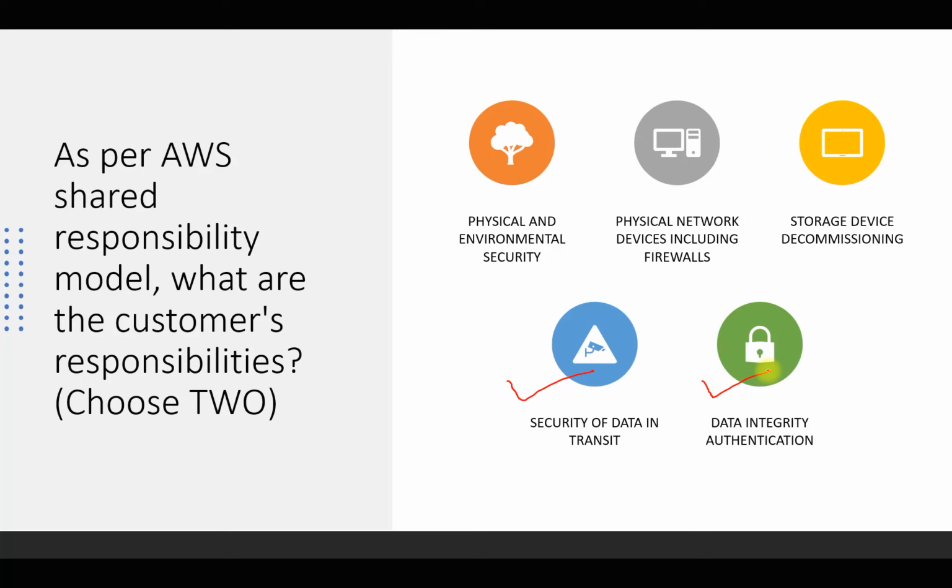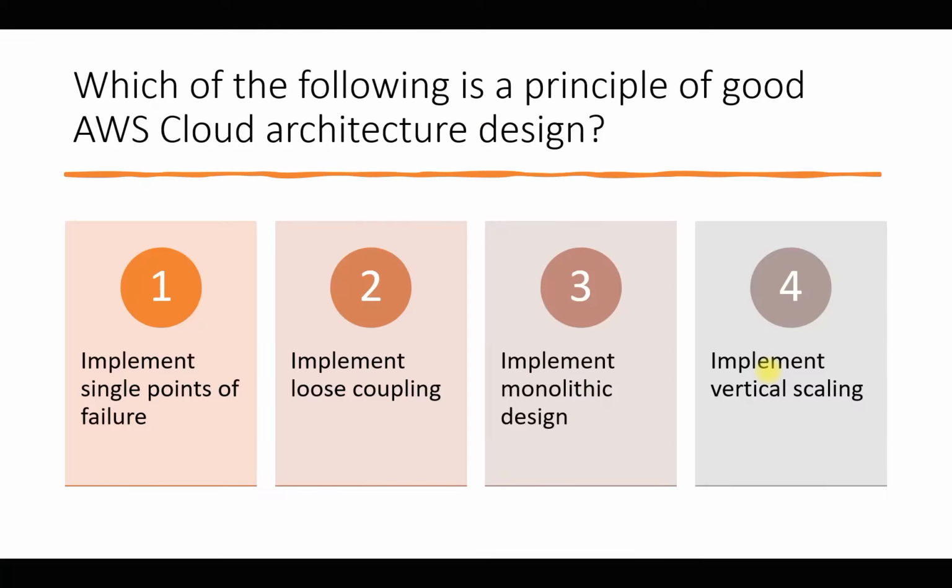Now we will talk about the next question. In this question, they are asking which of the following is a principle of good AWS cloud architecture design. This question can help you understand the Solutions Architect level exam as well, but it's a basic question, so we can consider it for our Cloud Practitioner exam. The first option is implement single point of failure. I think this is not correct, because we always try to avoid a single point of failure whenever we design or plan anything. So this is not correct.